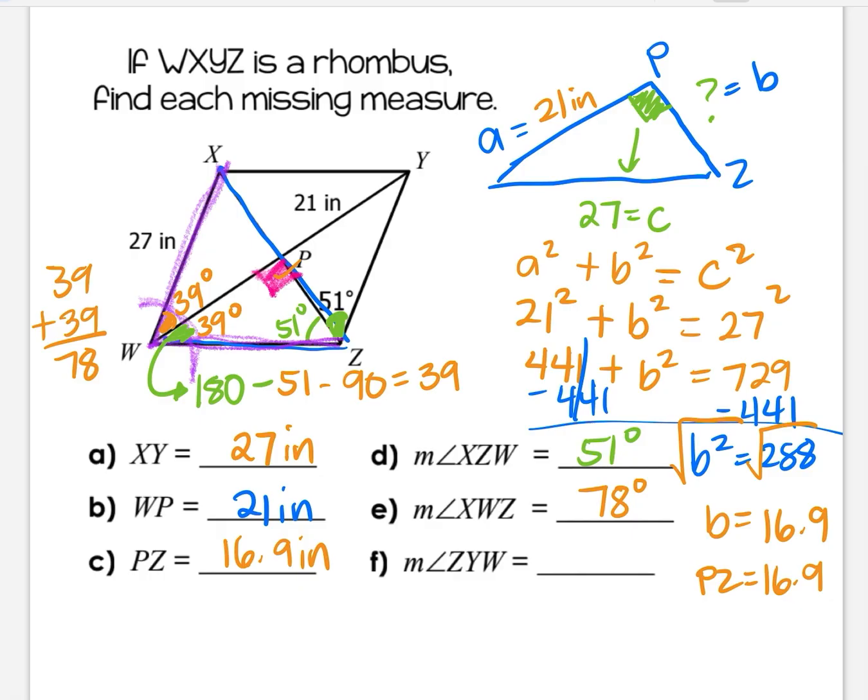And the last question for this problem is to find the measure of angle ZYW. Z is down here. So we are referring to this angle. Since we already found this angle down here, then therefore this will also be 39 degrees. Hopefully that makes sense. Let us try one more problem.